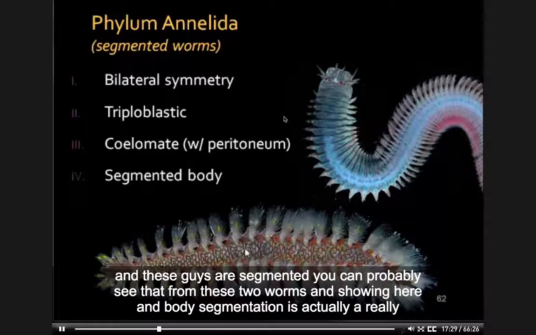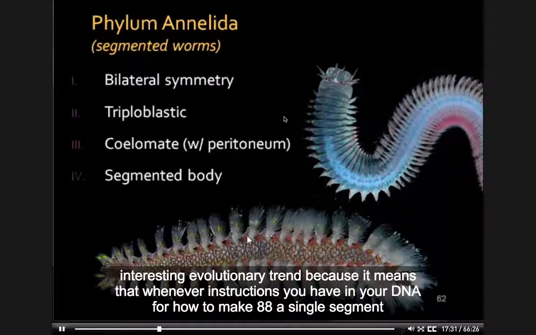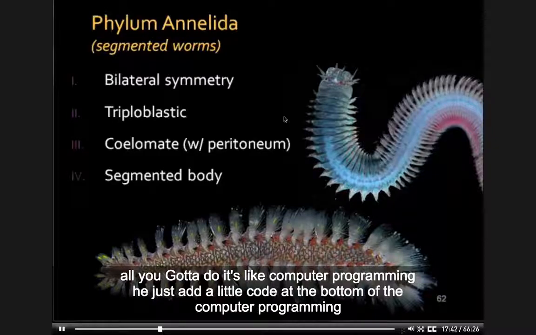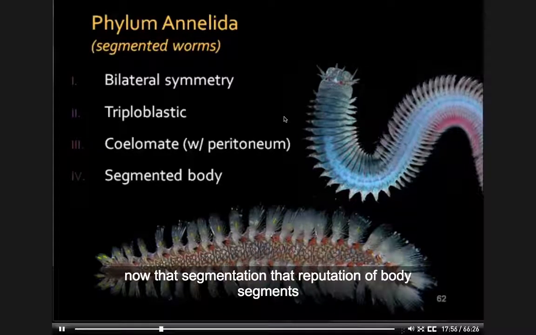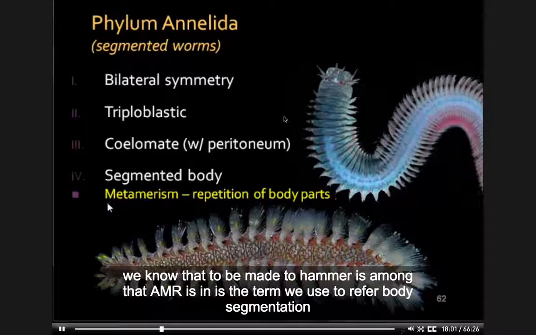And body segmentation is actually a really interesting evolutionary trend because it means that whatever instructions you have in your DNA for how to make a single segment, all you got to do, it's like computer programming. You just add a little code at the bottom of the computer programming, like you would in your DNA, and you say repeat, repeat, repeat, repeat. And eventually you'll end up with an organism that is segmented, just like this. Now that segmentation, that repetition of body segments, we know that to be metamerism. Metamerism is the term we use to refer to body segmentation.